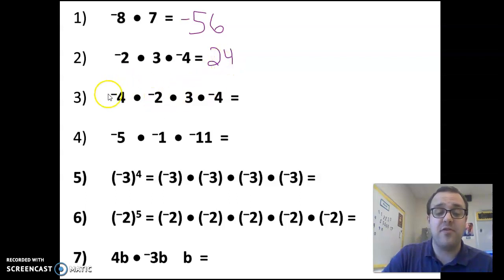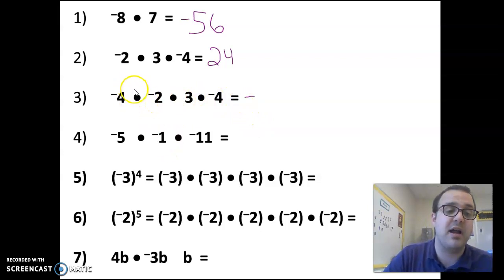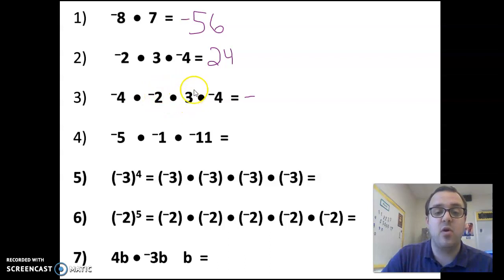This next one, I have 4 things being multiplied, but if I count the negatives, 1, 2, 3, I have 3 negative. That's an odd amount of negatives, so I know my final answer is going to be negative. And now I can pay attention to the numbers being multiplied. Let's see, 4 times 2 is 8, times 3 is 24, times 4 would be, let's see, 24 times 4 is 96, so I'm going to get negative 96.